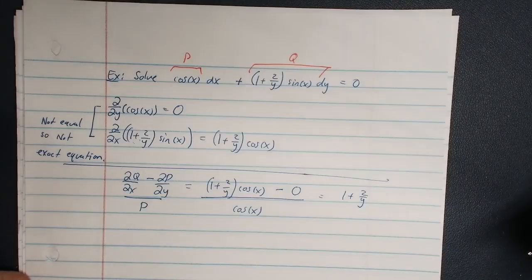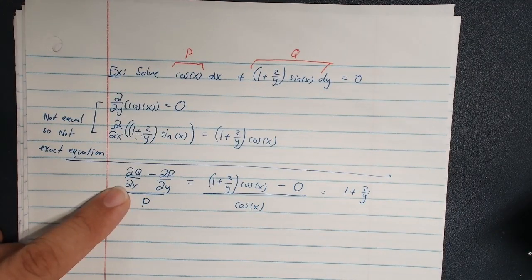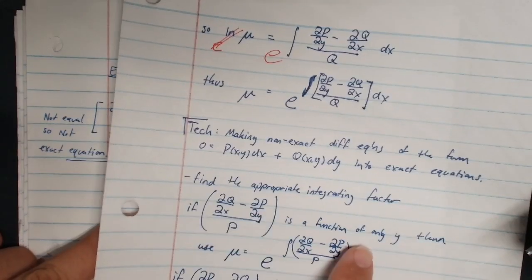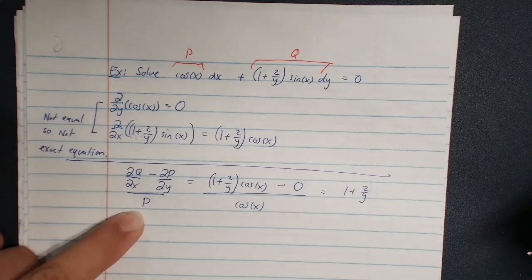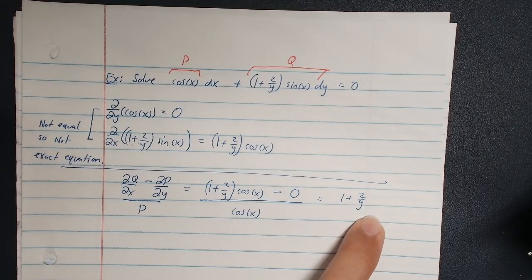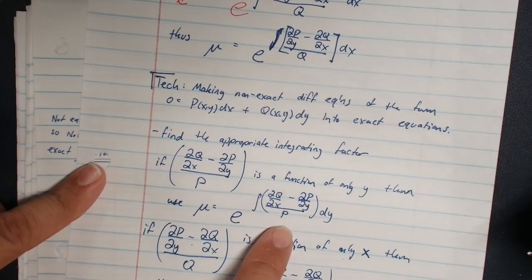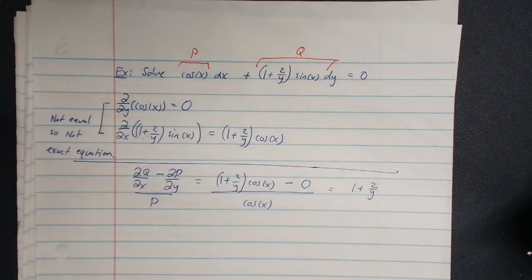Okay, but according to our technique, if you find (∂q/∂x − ∂p/∂y)/p, and that's a function of only y, which, yep, that's a function, doesn't have any x's, just y, then you're going to use this as your integrating factor. All right, so let's give that a try now.